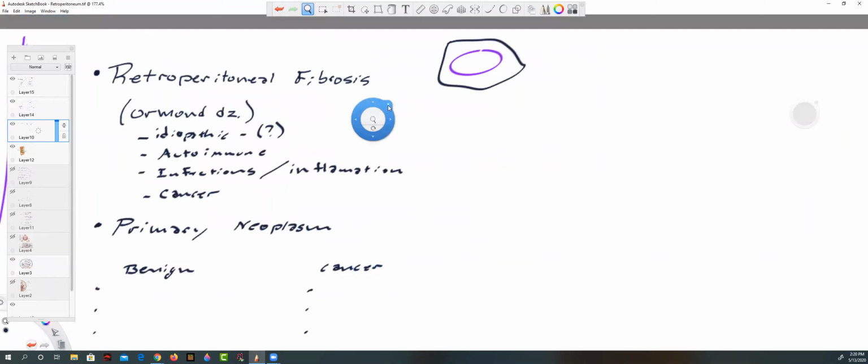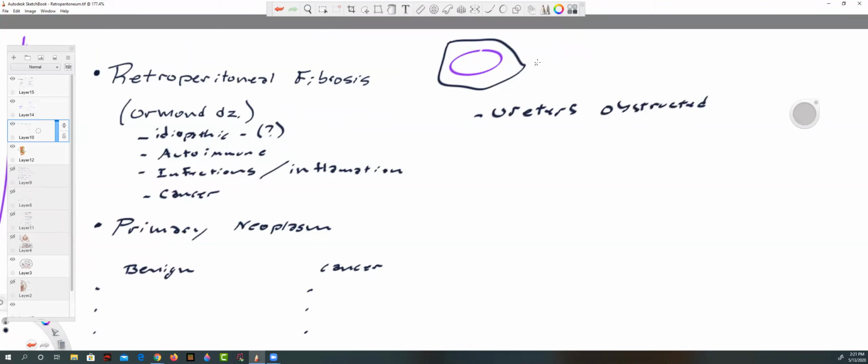Oftentimes with retroperitoneal fibrosis, the ureters are compressed, so there's a mass effect on them. Obstruction, really. Nope, still not good handwriting. That's really weird. Anyway, ureters are obstructed, and that's from a mass effect.